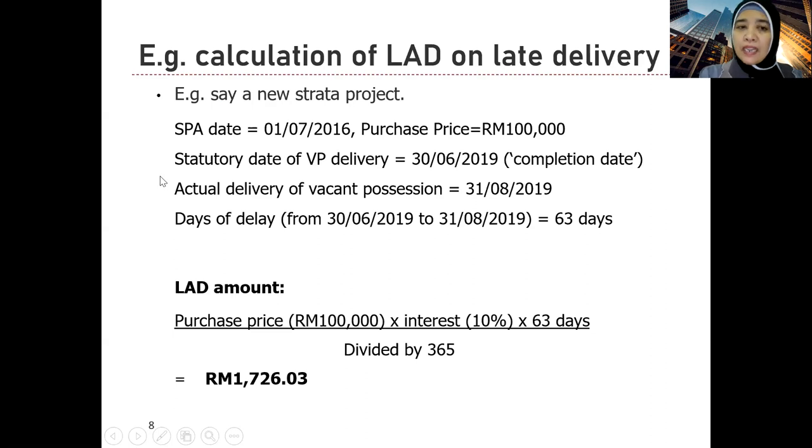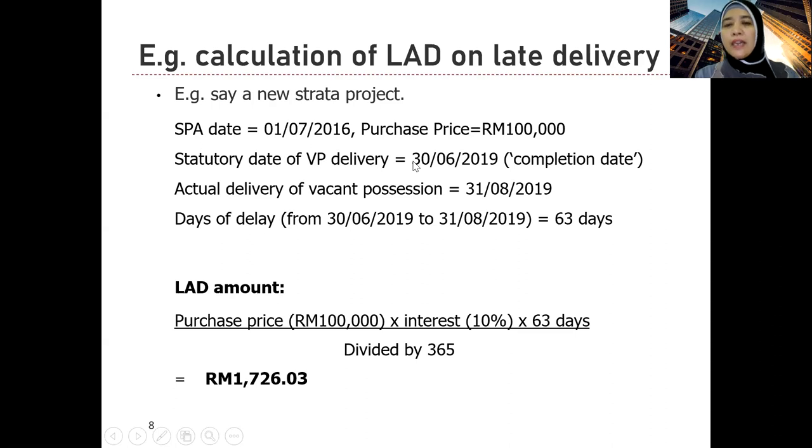Now, what happens in reality was the actual delivery of vacant possession only occurs on 31st August 2019. So you can see here there's a late delivery. You're supposed to get your vacant possession on 30th of June 2019, but you only got your vacant possession on 31st of August 2019. So how do you calculate the days of delay from 30th of June to 31st of August of the same year? Okay, so you calculate from this day itself.